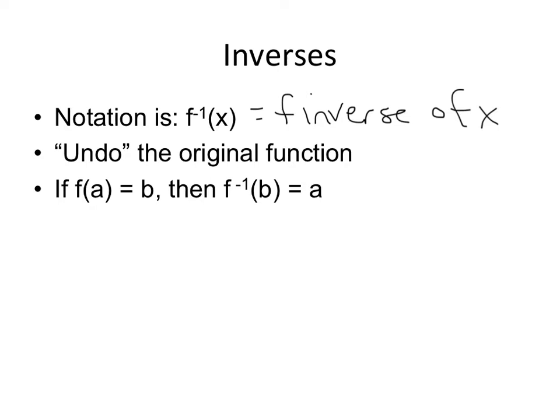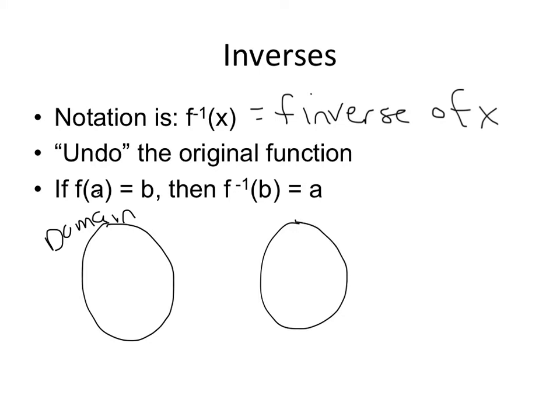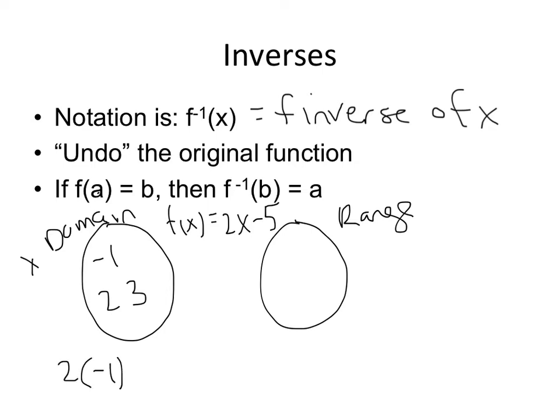Another way that this is often explained is by using some mapping from the domain to the range. So here's my domain and here's my range. For example, my domain values, I'm just choosing some x values here, could be negative 1, 2, 3, and then if my f of x is 2x minus 5, then if I put negative 1 into this function, I would get 2 times negative 1 minus 5, which would be negative 2 minus 5, which is negative 7. So my domain value would map to a range value of negative 7.